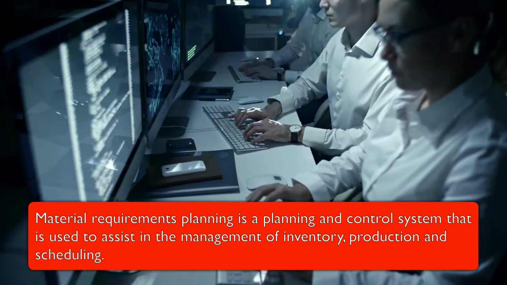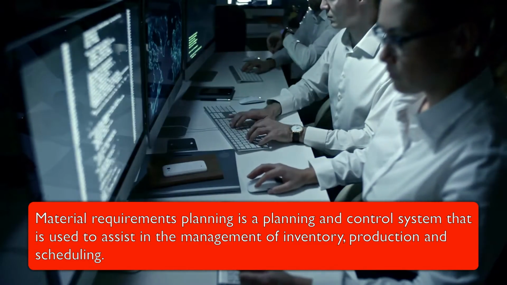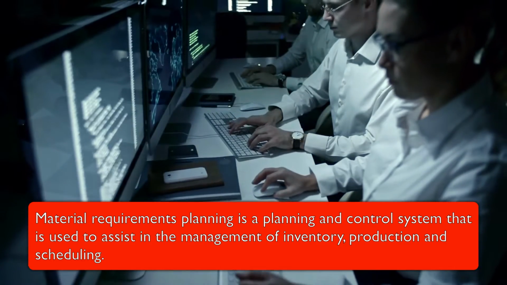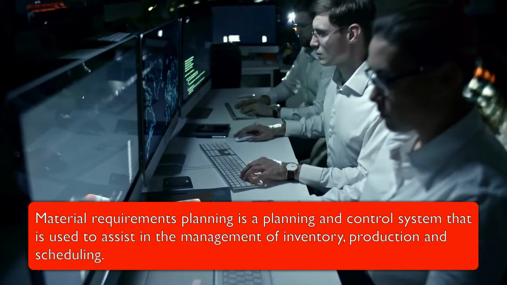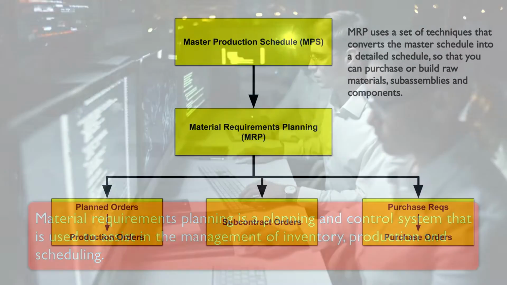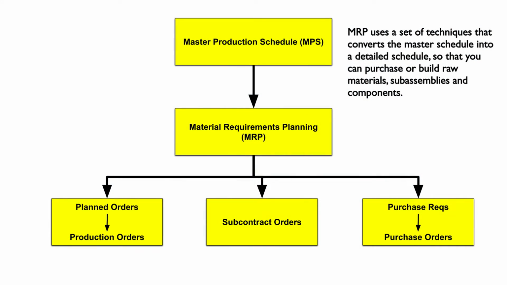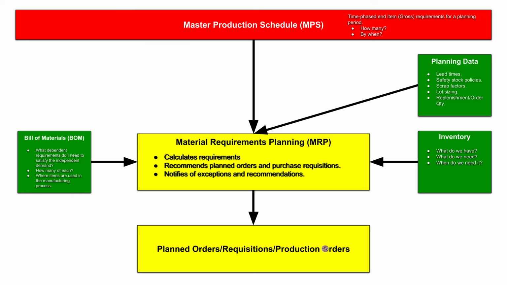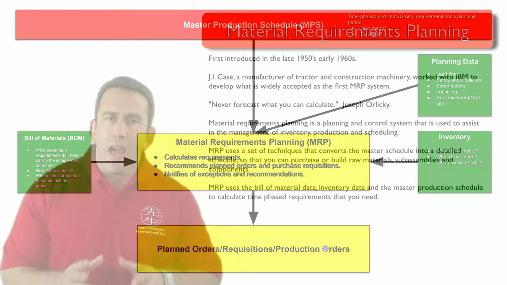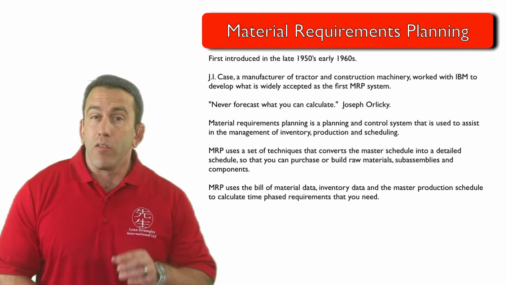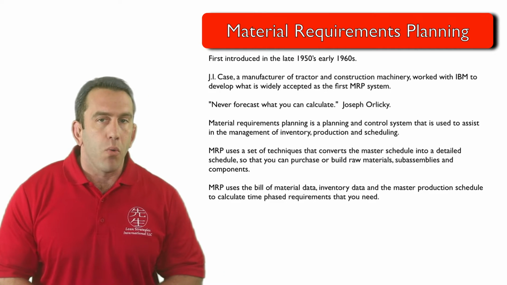So, what is MRP? Material Requirements Planning is a planning and control system that is used to assist in the management of inventory, production, and scheduling. MRP uses a set of techniques that converts the master schedule into a detailed schedule so that you can purchase or build raw materials, sub-assemblies, and components. MRP uses the bill of material data, inventory data, and the master production schedule to calculate the requirements that you need. One added benefit of material requirements planning is its unique ability to time phase your requirements.